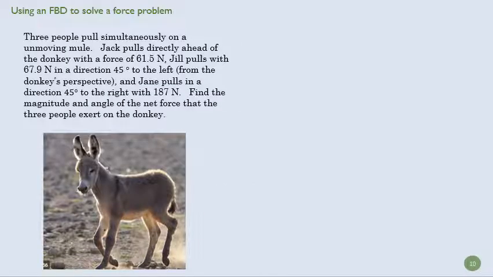And the first one we'll start with is a mule problem, all right? So mules, they don't like to be pulled. They are stubborn as mules. And so in this problem, Jack pulls ahead of the donkey with a force of 61 newtons. Jill pulls in a direction 45 degrees to the left at 67.9 newtons. And Jane pulls in 45 degrees to the right with 187 newtons. We want to find the magnitude and the angle of the net force on the donkey.